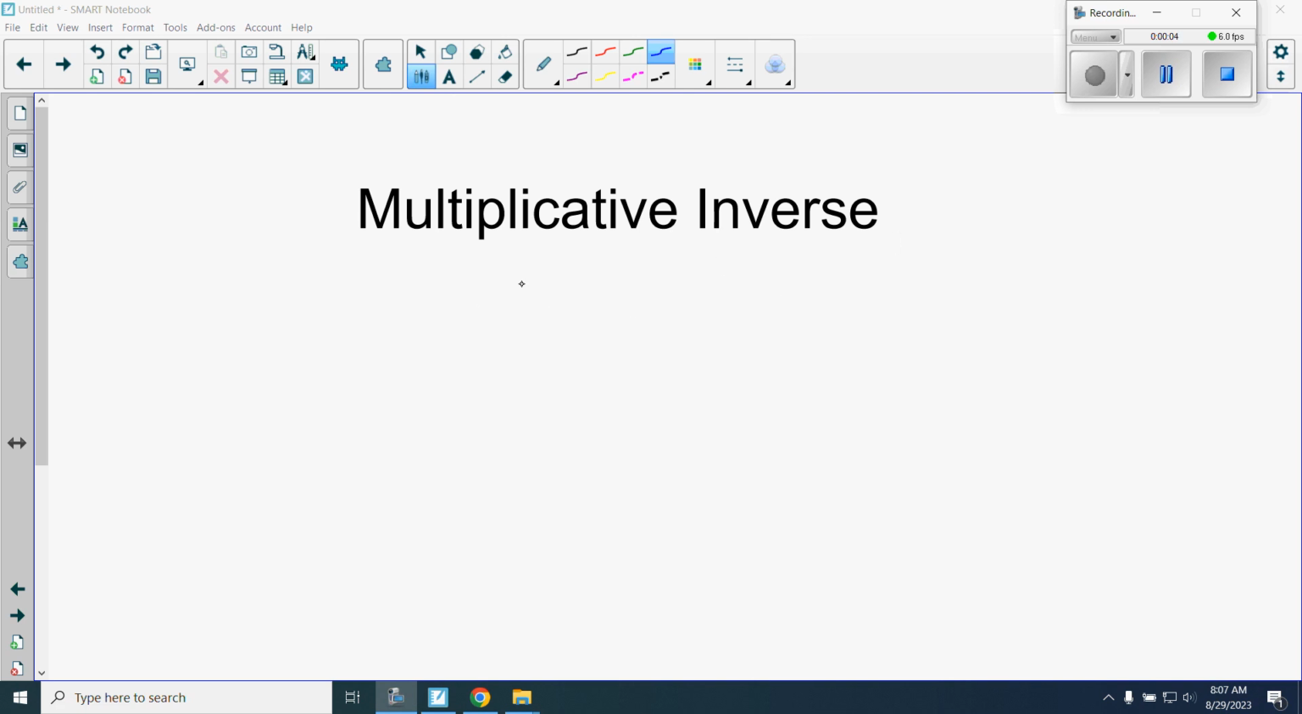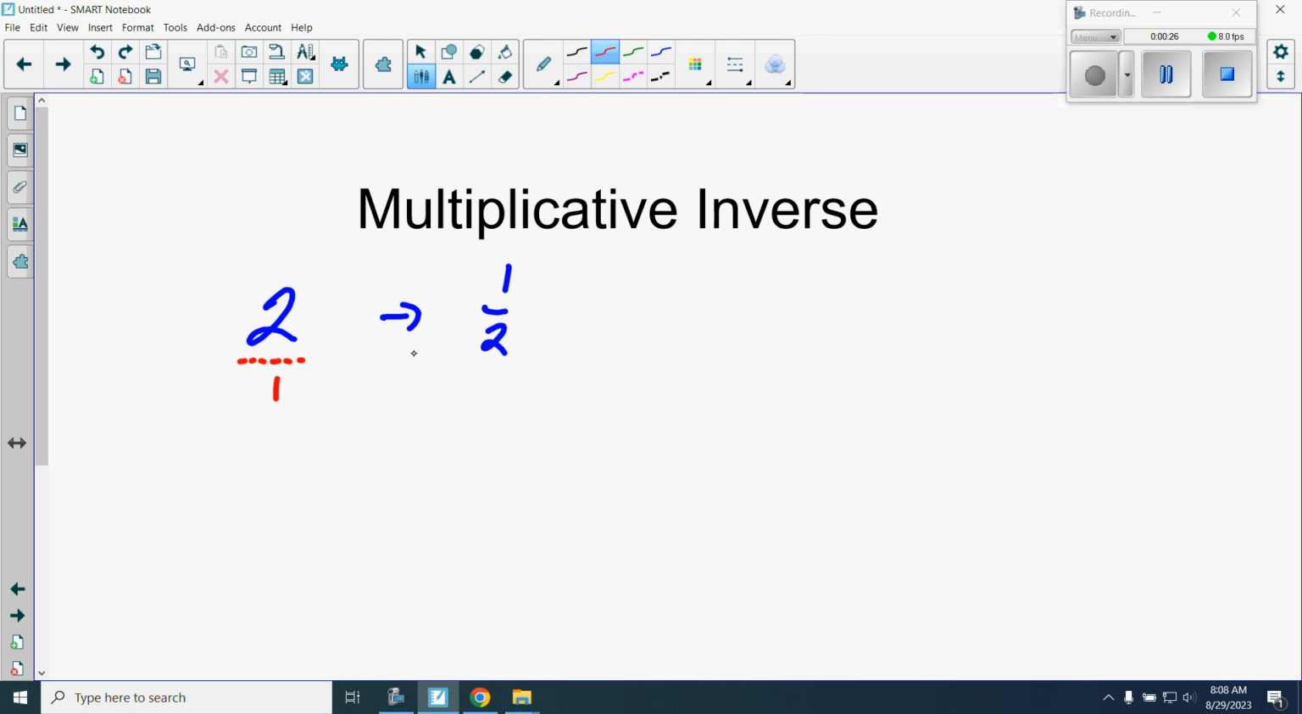I want to talk just a moment about the multiplicative inverse. Basically, let's say I have 2. The multiplicative inverse of 2 is 1/2.